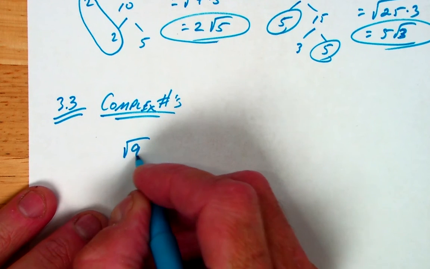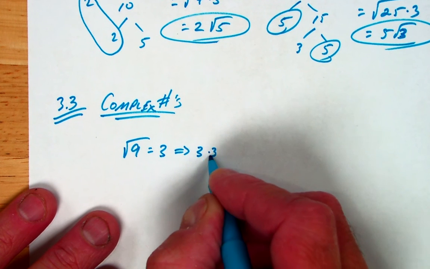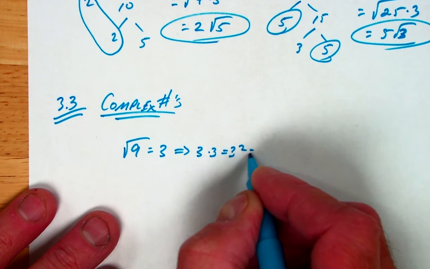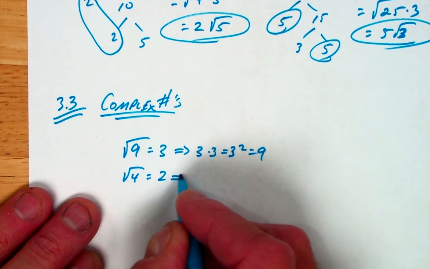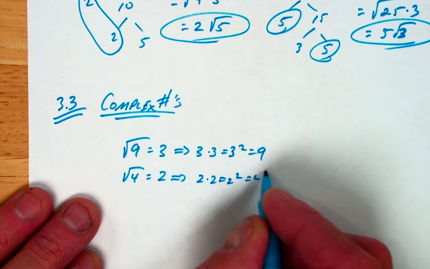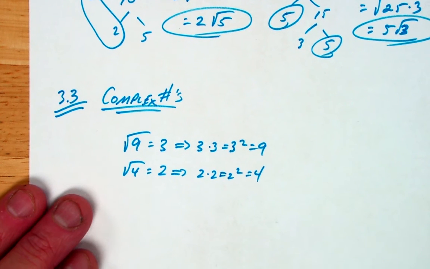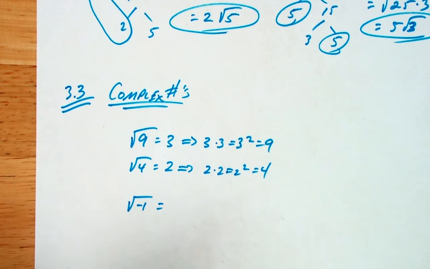What's the square root of 9? 3. Why? Because 3 times 3, which is 3 squared, equals 9. Good. What's the square root of 4? 2. Why? 2 times 2, which is 2 squared, gives me 4. Okay. I'm going to give you a new number. The square root of negative 1. The square root of negative 1.